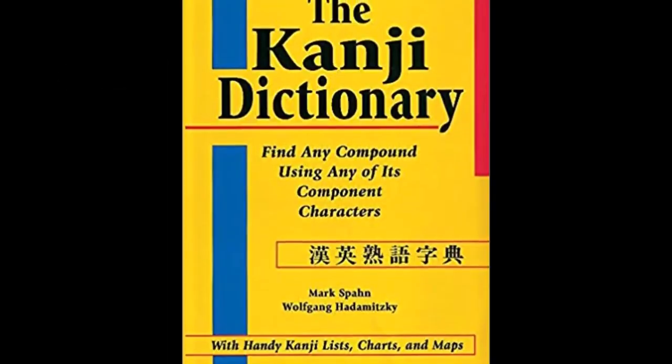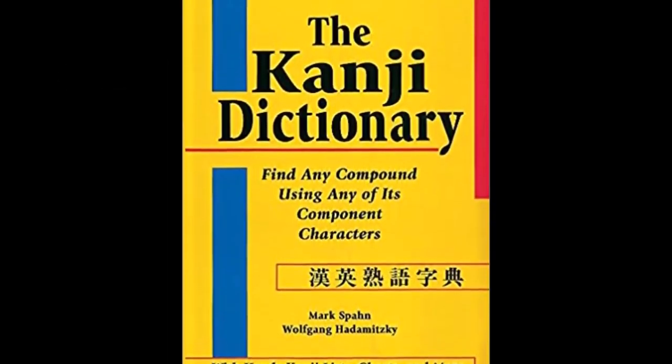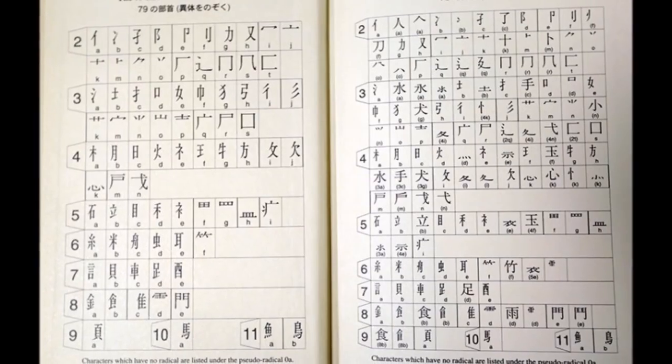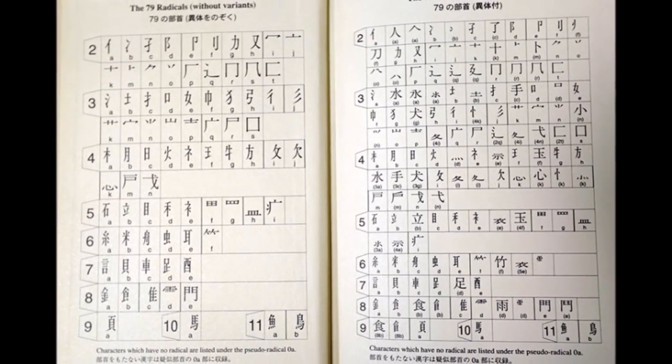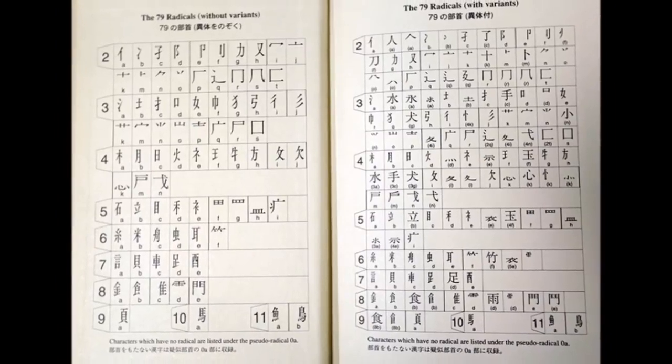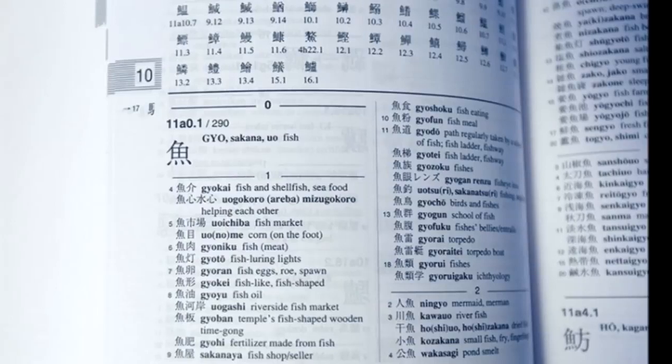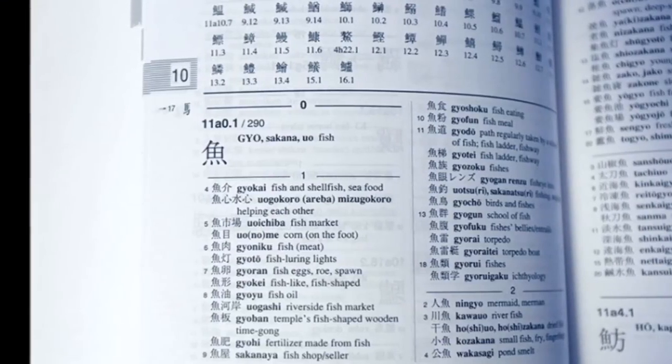Now, before I start, I need to acknowledge my sources for this video. If you are serious about learning kanji, I highly recommend getting the Kanji Dictionary by Mark Spahn and Wolfgang Haramitsuki. It was my first and only kanji dictionary, and before the internet became a great resource for kanji, I used this book until it literally fell apart at the seams. Spahn and Haramitsuki have other resource books for the Japanese writing system that also look great.